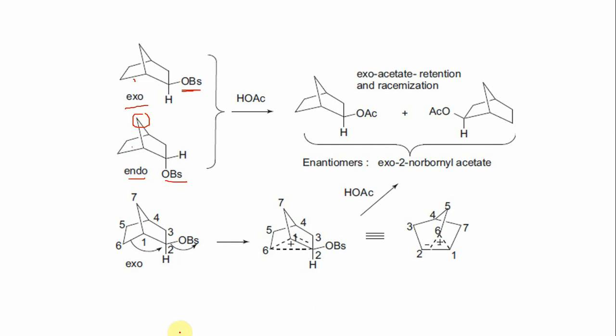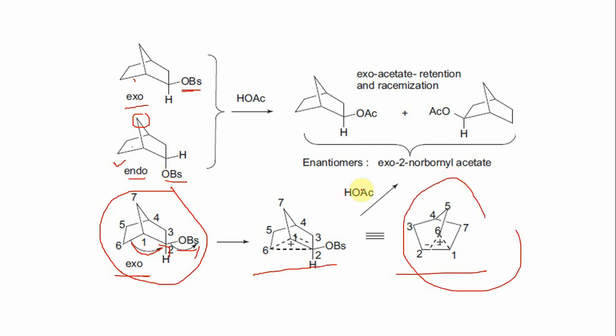So in the case of exo, these sigma electrons can easily transfer to this carbon, and this leaving group leaves. So this neighboring group participation of these sigma electrons in the exo reactant molecule is more favorable as compared to endo. So this makes the exo reactant molecule much more reactive as compared to endo. That leads to the formation of this norbornyl carbocation, which is a common intermediate in the case of both exo and endo, and since this intermediate is common, their acetolysis reaction also gave rise to the same racemic product.